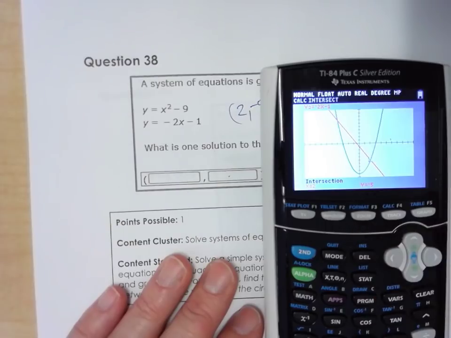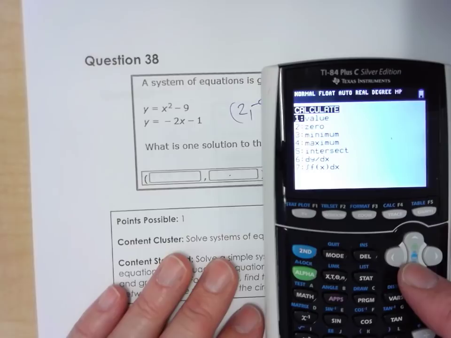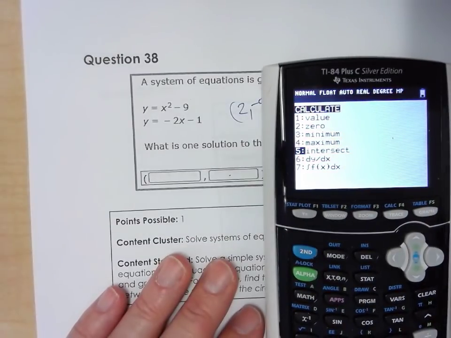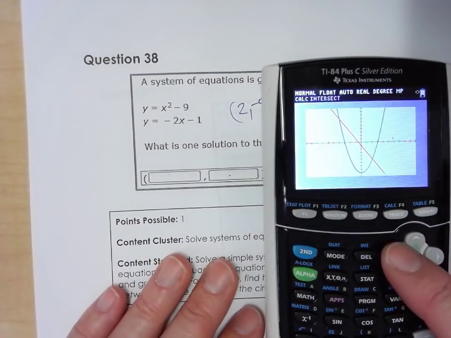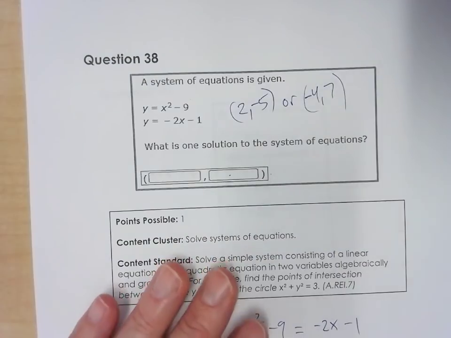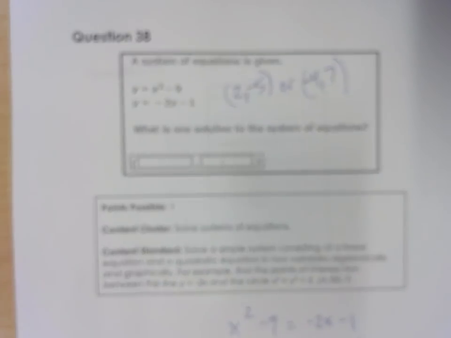Now, if you want the other solution, you have to do second calculate again. And let me focus in on that a little better. Hey, that's a little better. And then intersect again. Then we go over to the other place where it intersects. Enter. Second curve, yes. Guess, yes. Negative 4, 7 is the other place where it intersects. All right, moving along. Refocus back down here.